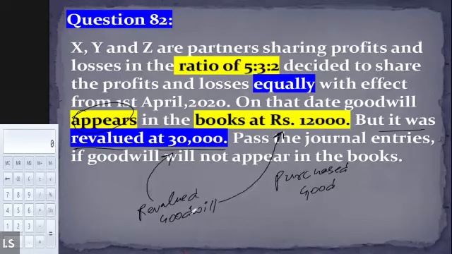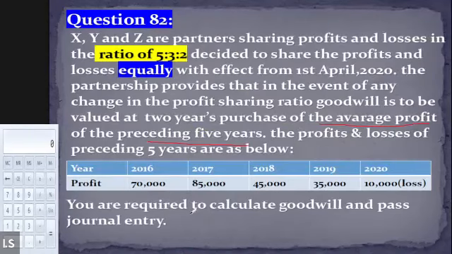I'm just giving you one question for your homework. This is question number 83, not 82. Let's read it once and then we will end our session. X, Y, Z and partner, their profit sharing ratio was 5:3 and they have decided to now share the PSR in the equal ratio. So till this point, everything is pretty similar to the previous question.